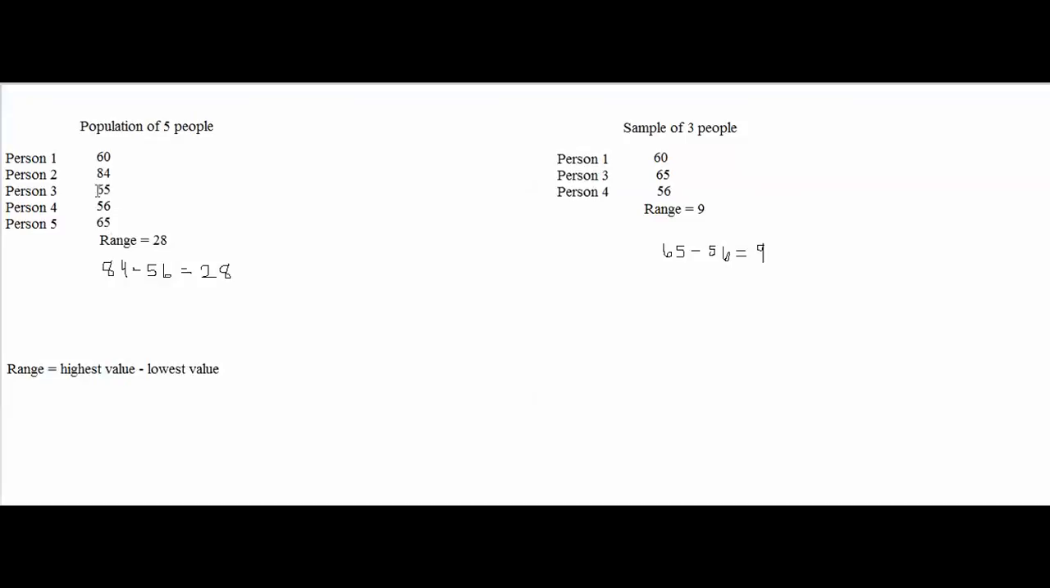The reason why the population has more dispersion is because the population includes 84, which is a pretty extreme value that's far away from the other values. And since the sample doesn't include 84, it has less dispersion. So since the sample has less dispersion than the population, it ended up with a lower range.